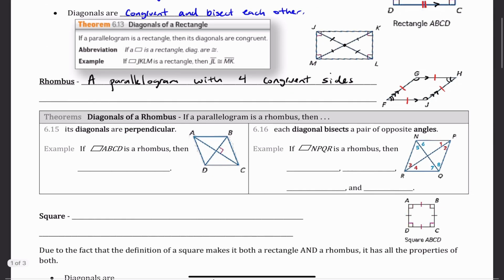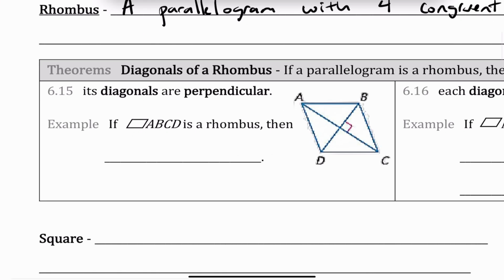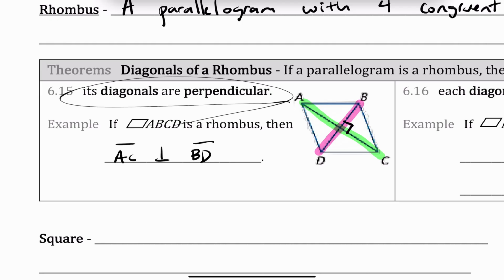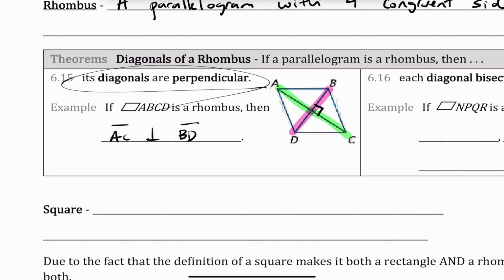But if we talk about the diagonals of a rhombus, if a parallelogram is a rhombus, then its diagonals are perpendicular. So if I look at diagonal AC, it's going to intersect diagonal BD at a 90-degree angle. So we can say that line segment AC is perpendicular to line segment BD. Remember, when you have a rhombus, the diagonals are going to intersect each other at 90 degrees.